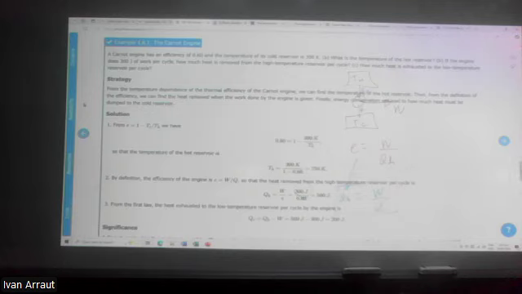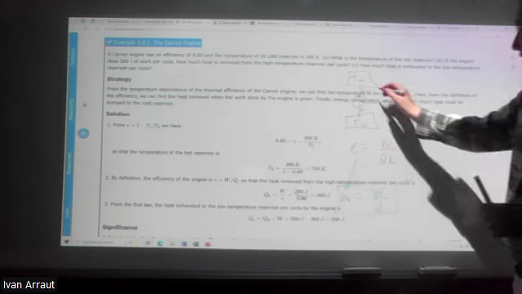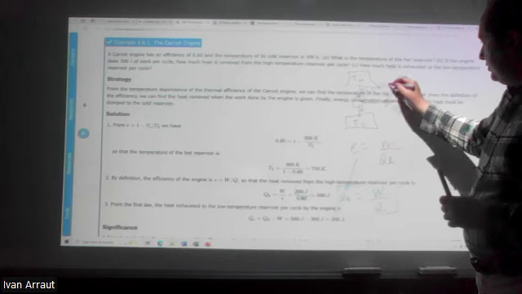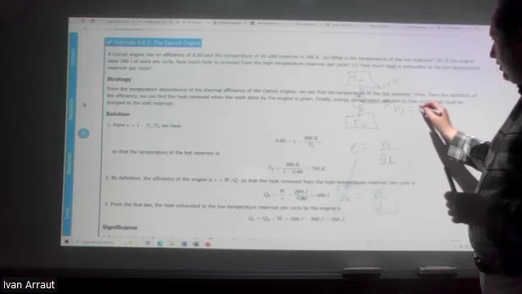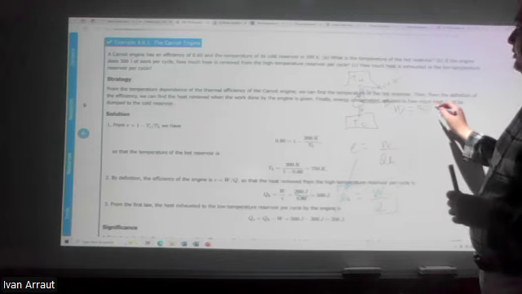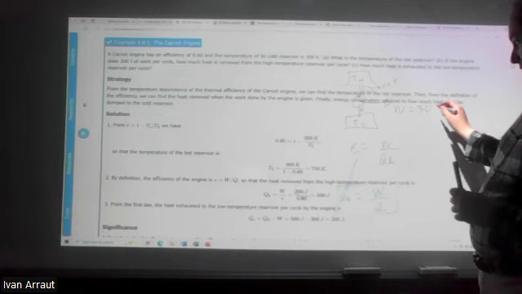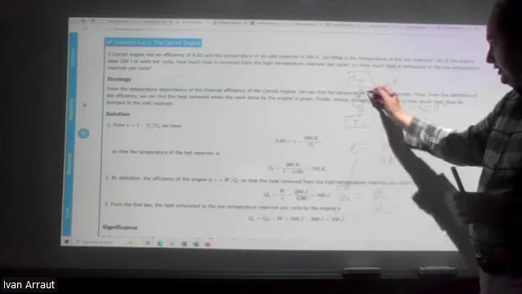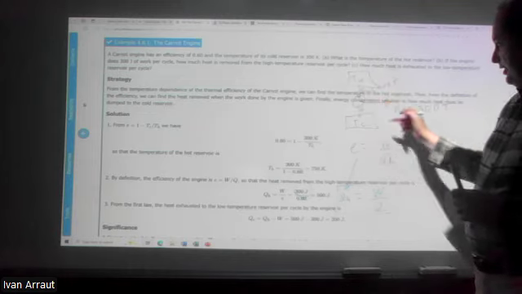And finally, how much heat is exhausted to the low temperature reservoir of the cycle? There is a heat here, which we know is 500 joules. We know that the work is 300 joules. It was 300? Yeah, the work is 300 joules, this one. 500 is what comes in originally. So the difference gives you 300.